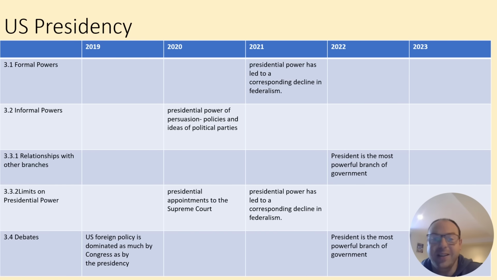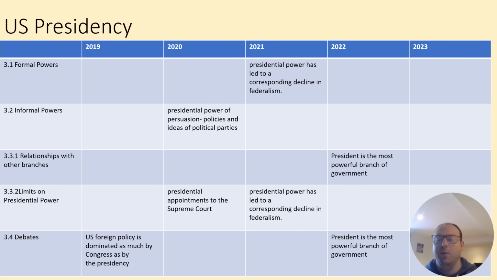In 2020, we've got presidential power of persuasion, and linking that with the policies and ideas of political parties. So it was the kind of the president section linked in with the politics and democracy section. The presidential appointments to the Supreme Court was also in 2020. So that's the kind of connection between president and Supreme Court. In the formal powers bit, we had a question in 2021, again connecting back to federalism. So rise in presidential power has led to a decline in federalism.